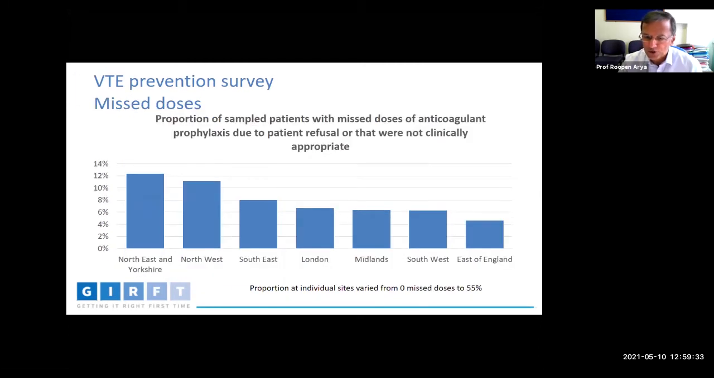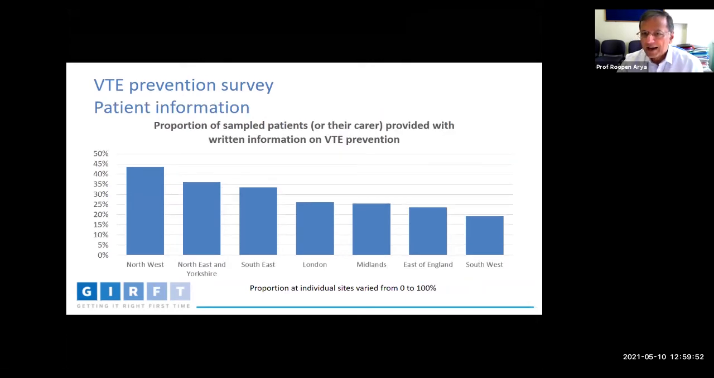What was worrying was that overall, with about 8% of the cases, missed doses of anticoagulant prophylaxis were a significant problem, really reflecting what we know from the root cause analysis program and from the adverse incidents that we see. And we also remain bad at providing patient information, which is a key part of patient care, patient awareness about venous thromboembolism, and also the encouragement of compliance with thromboprophylaxis.